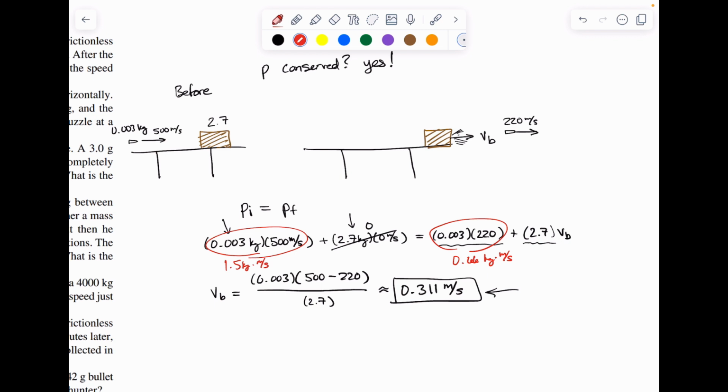So if you think about how much momentum the bullet lost, whatever it lost has been transferred to the block, and that's not really a huge difference, right? So like 1.5 minus this answer. So the block gained only 0.84 kilogram times meters per second.